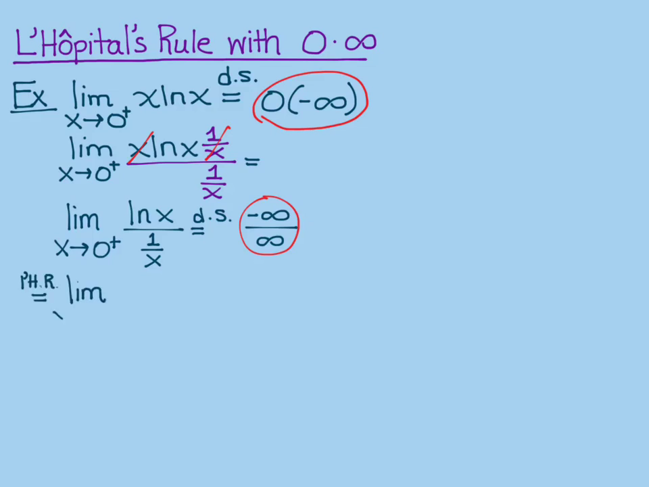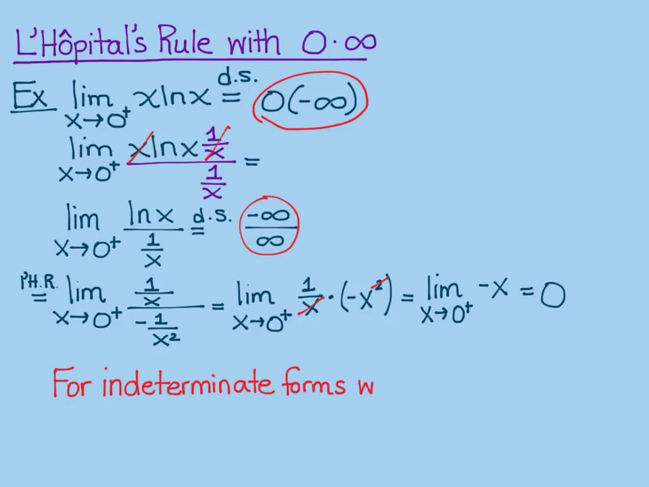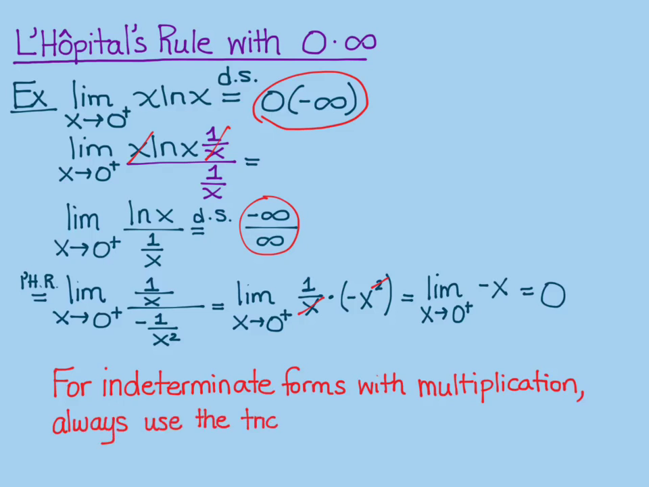Take the derivative of the top and the derivative of the bottom and simplify, and I'm left with the limit as x goes to 0 from above of 1 over x times negative x squared, which is the same thing as the limit as x goes to 0 from above of negative x. Try direct substitution, and we get 0. For indeterminate forms with multiplication, this trick of dividing by 1 over x on the numerator and the denominator will always work.